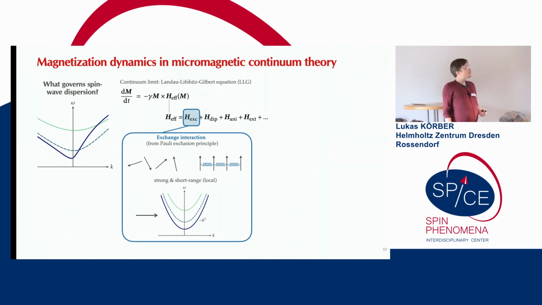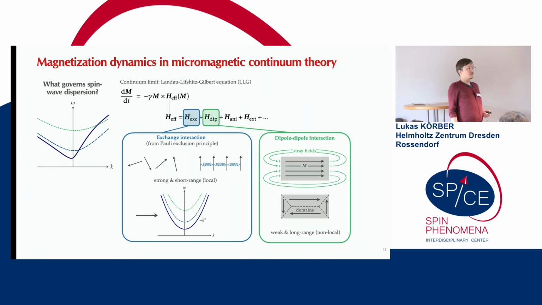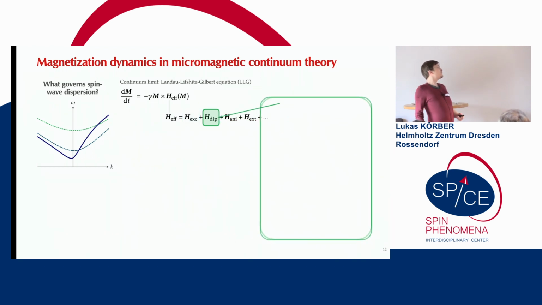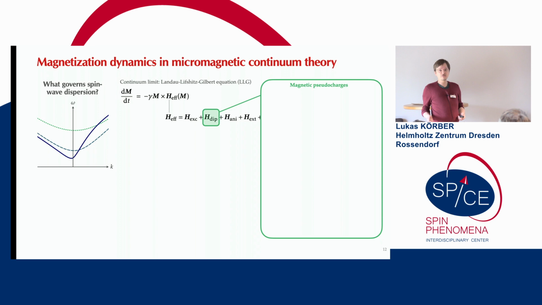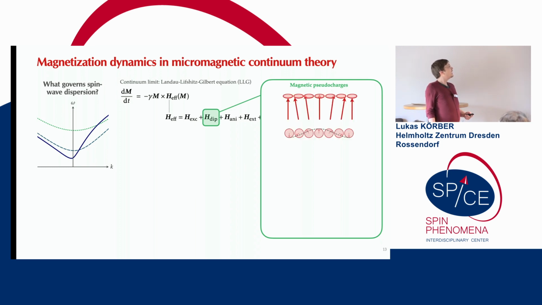In order to describe many of these curvature effects, we also need to consider dipole-dipole interactions, which really play a crucial role. Of course, dipole-dipole interactions like to minimize stray fields, which leads to the formation of domains. It's quite weak compared to exchange interaction, but in the continuum limit, it's non-local because it's so long range. To understand the consequences of dipole-dipole interactions on the spin wave dispersion, it's very useful to introduce the concept of magnetic pseudocharges, which should again be familiar to all people working in continuum theories.